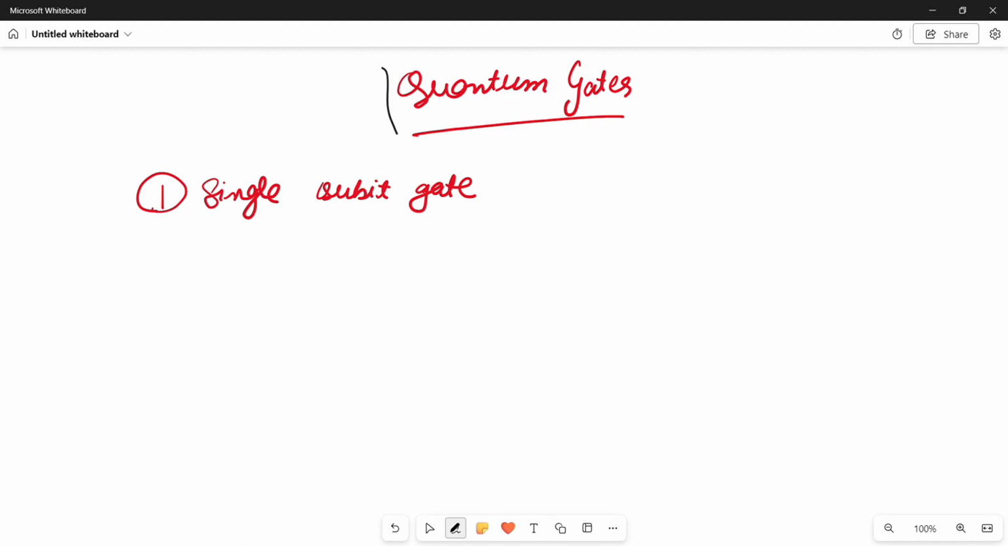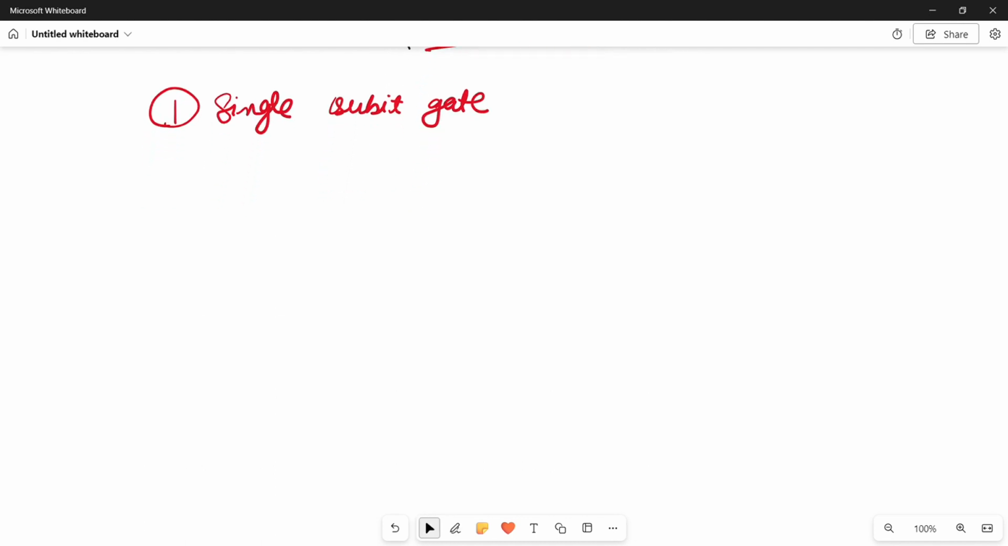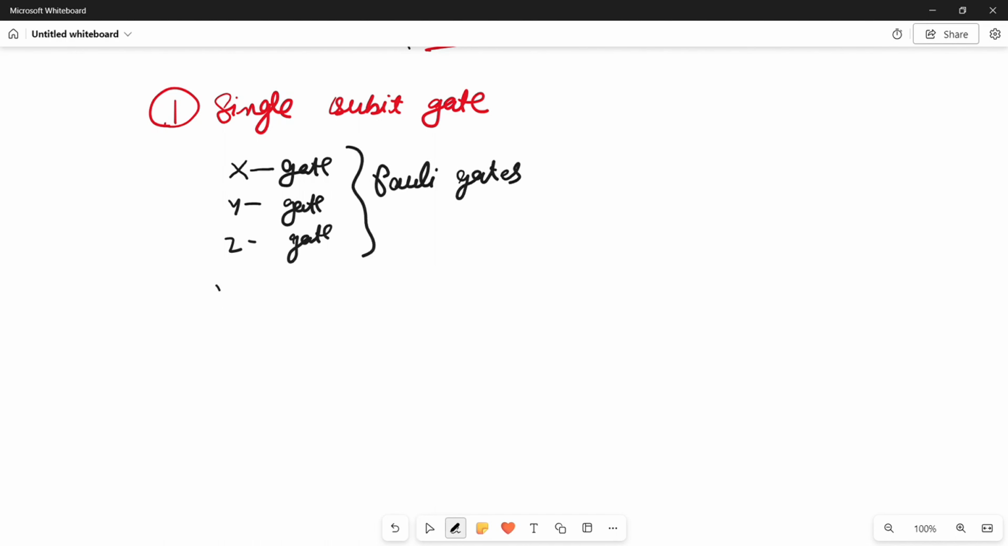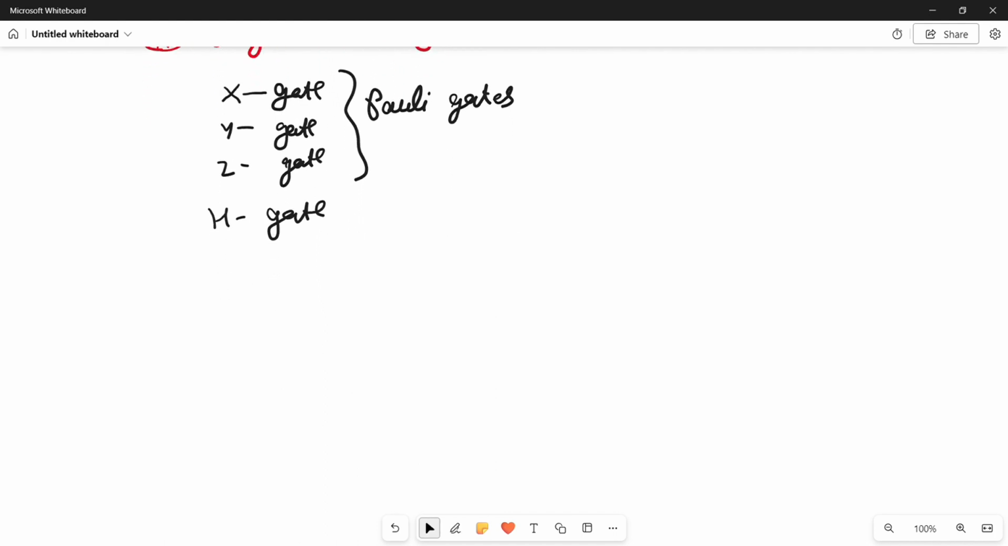Okay, so the topic is quantum gates, and there are two types of quantum gates, single qubit and multi-qubit. Single qubit quantum gates include your X gate, your Y gate, and your Z gate. These are all called your Pauli gates. Okay, Pauli gates. And then your H gate is your Hadamard gate, your S gate and T gate.